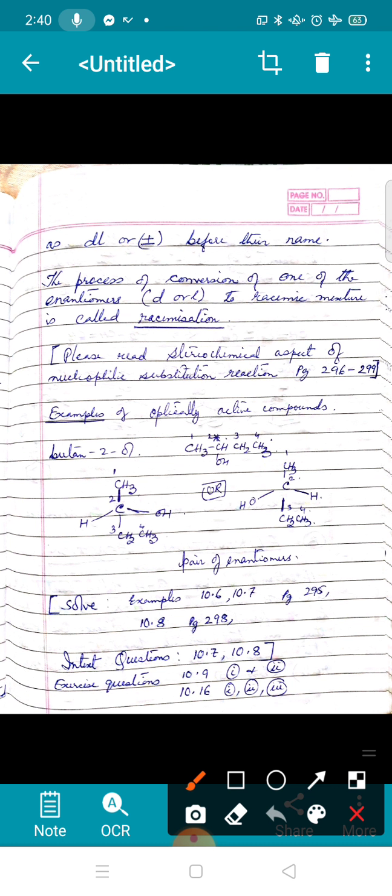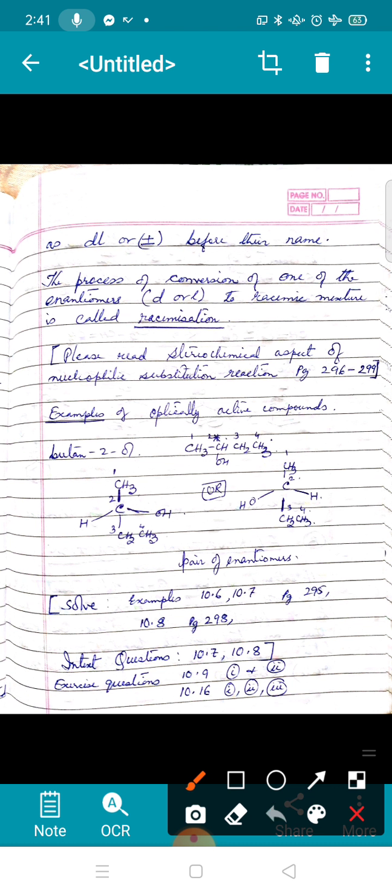Now some examples of optically active compounds. You see butan-2-ol. This central carbon where I have put a star mark is optically active, because you see, to carbon 2 the groups attached are CH3 written here, OH written here, H written here, and C2H5 or CH2CH3 written here. Now this is one of the isomers, and this is the other. If you have a mirror here, don't you think these two compounds are mirror images of each other? But they are non-superimposable, so they are a pair of isomers.